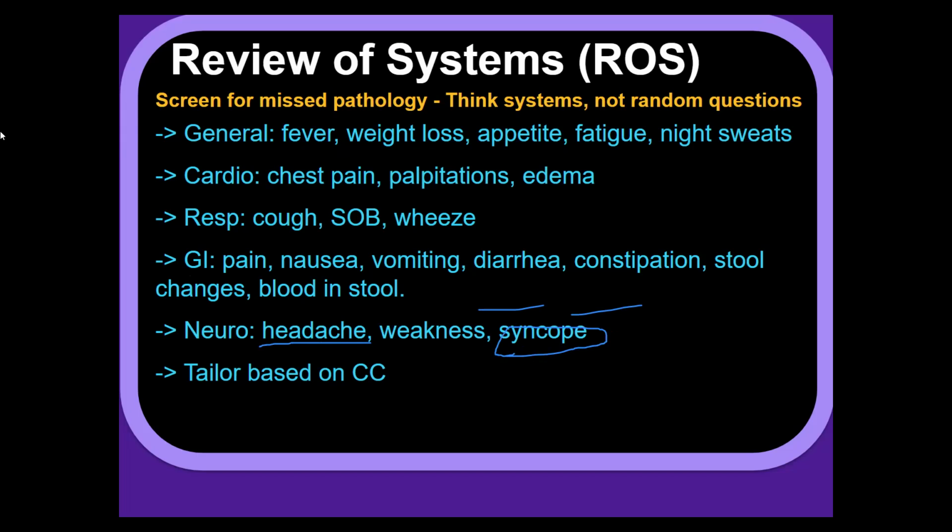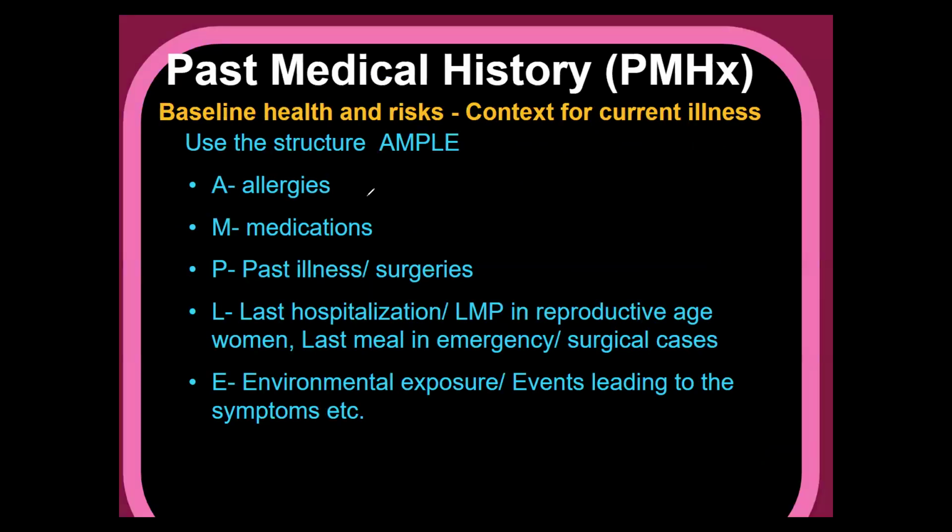Now, once you're done with review of systems, come to your past medical history. One thing that I would like to add here is the transitions. When you're doing review of systems, tell the patient that you're going to ask them questions about other systems or questions about some symptoms that they may be feeling, let them know if any exist.